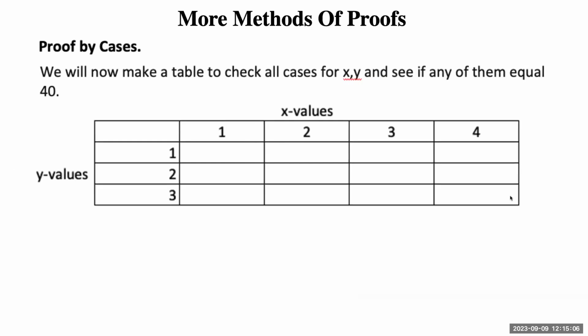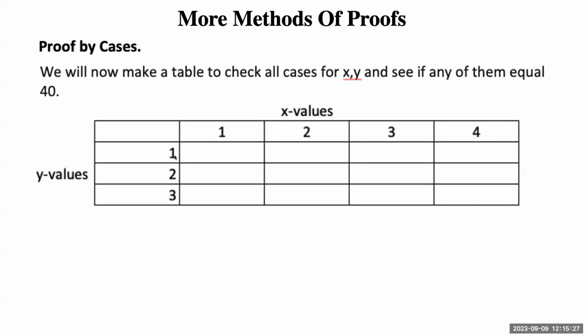So what it did is created a table. Here are my X values, and here are my Y values. And essentially in these boxes will be what you get when you take the X value and the Y value and plug into the 2x squared plus 3y squared equals 40 equation.